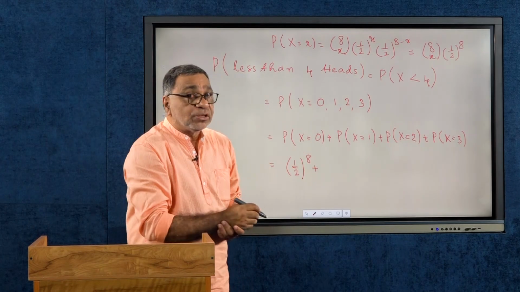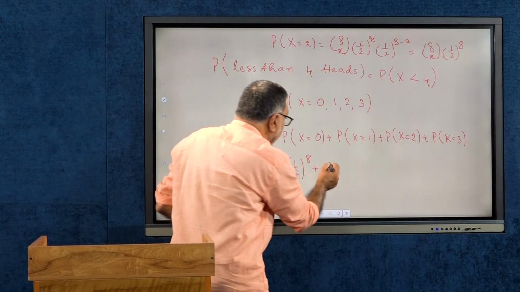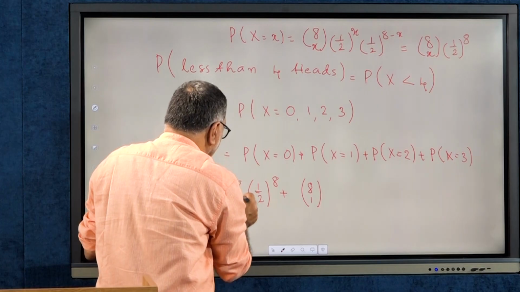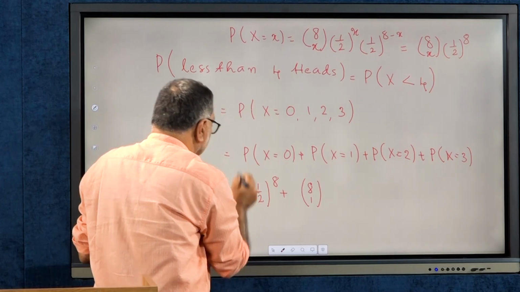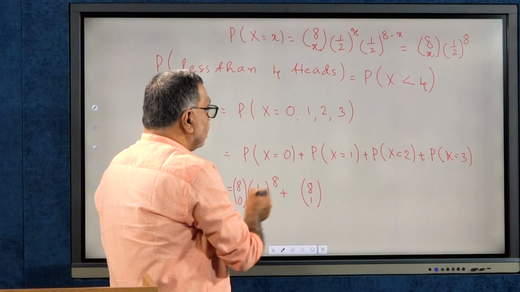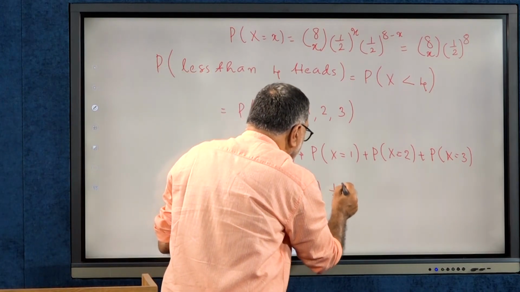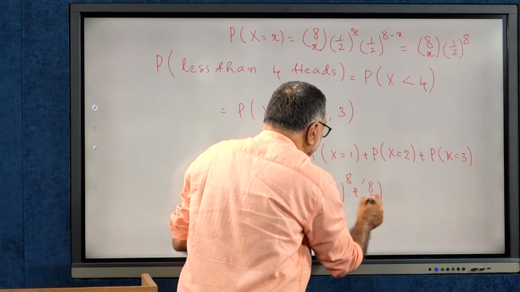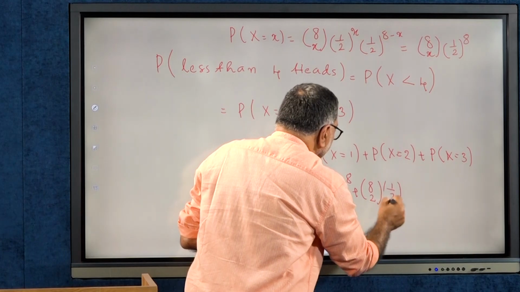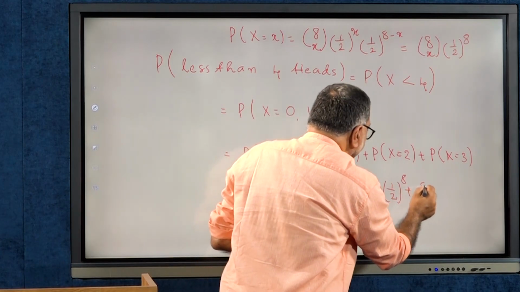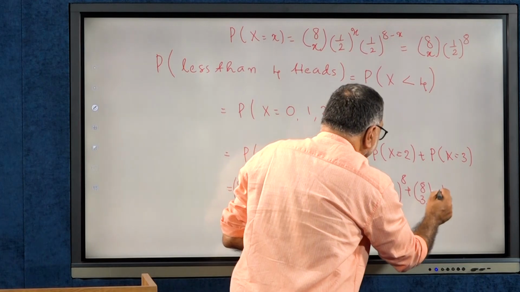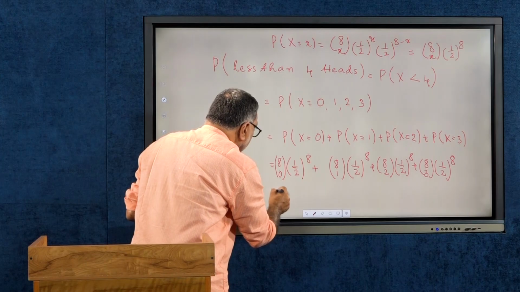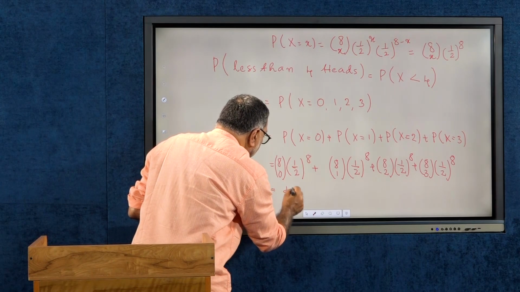Plus probability of X equal to 1, that is 8C1. 8C0, you know 8C0 is 1, that is why we write 8C0 (1/2)^8, 8C1 (1/2)^8, 8C2 (1/2)^8, and finally 8C3 (1/2)^8. And simplifying this, (1/2)^8 is common to all factors.